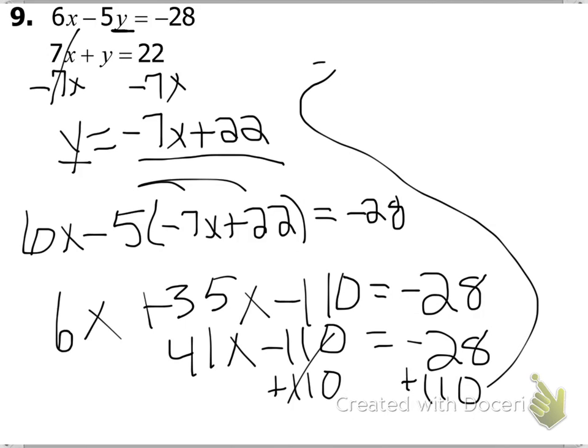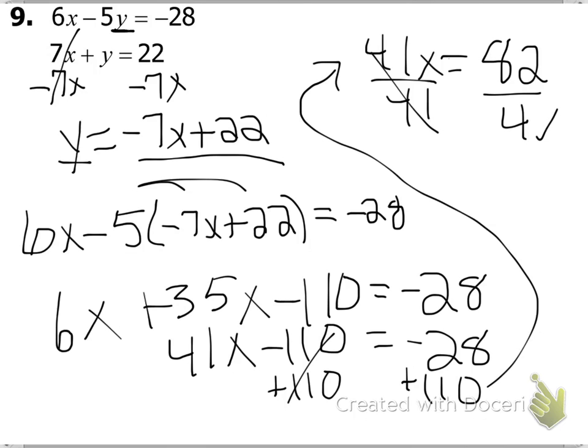Let's move our work up here. 41x equals, what's negative 28 plus 110? 82. And my last step, divide by 41. So x equals 2. Questions there? Can I erase my work right here so I can have more room? Yes. Any questions so far?